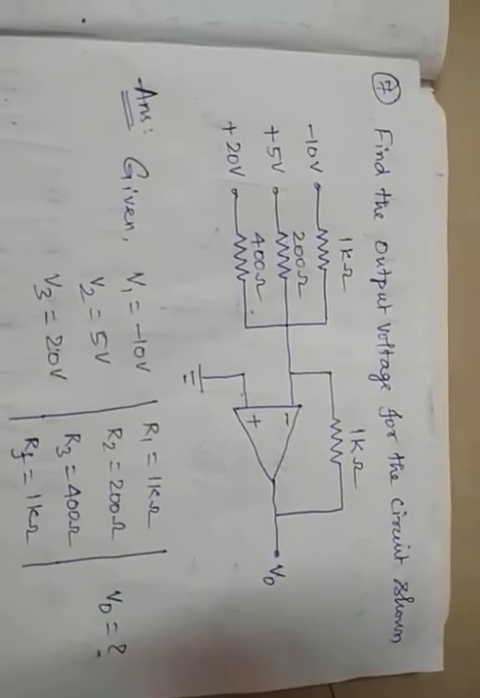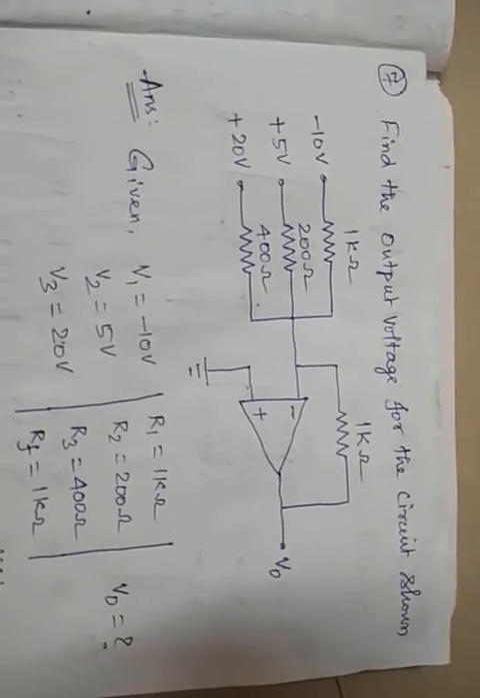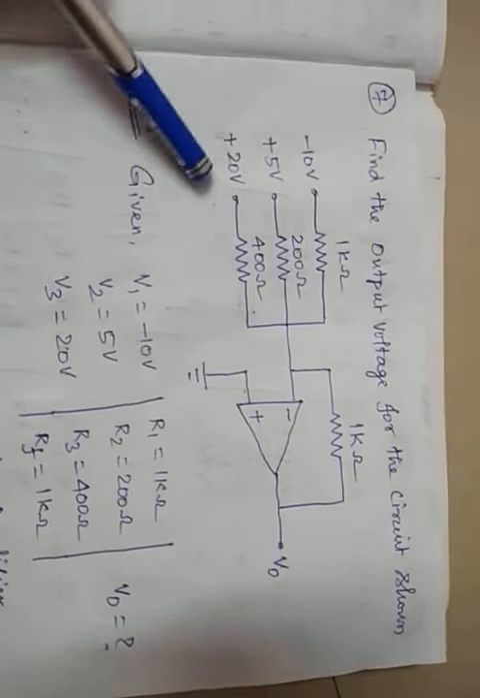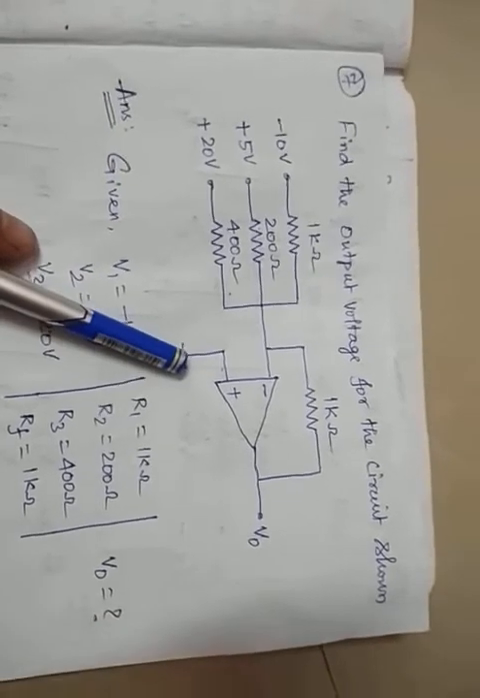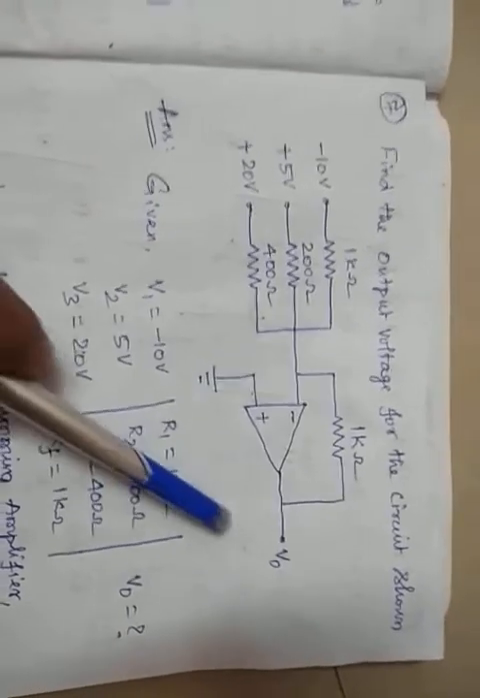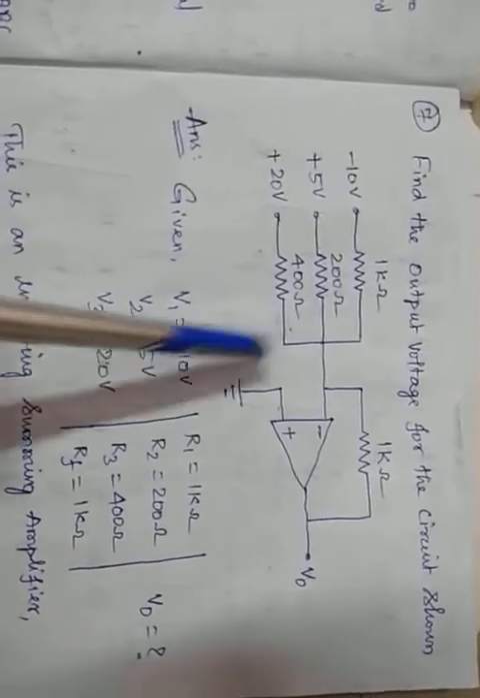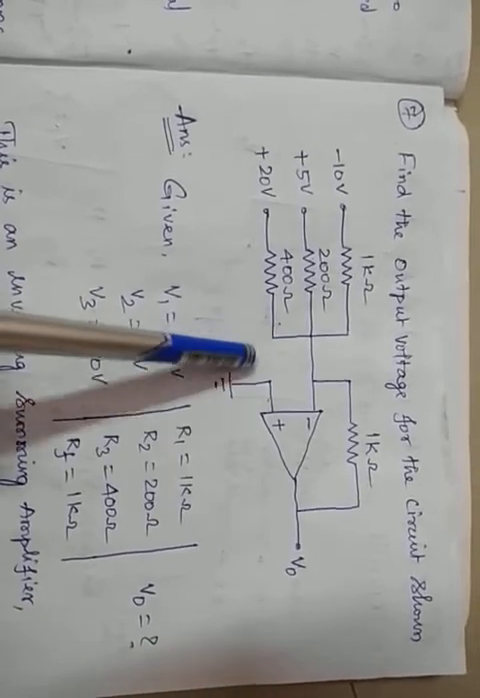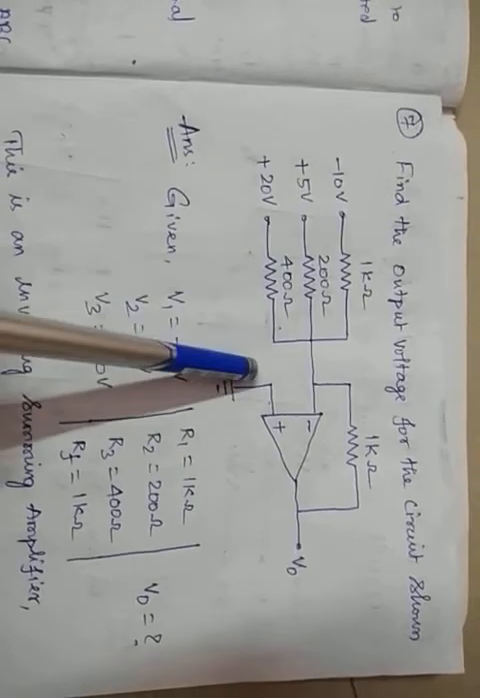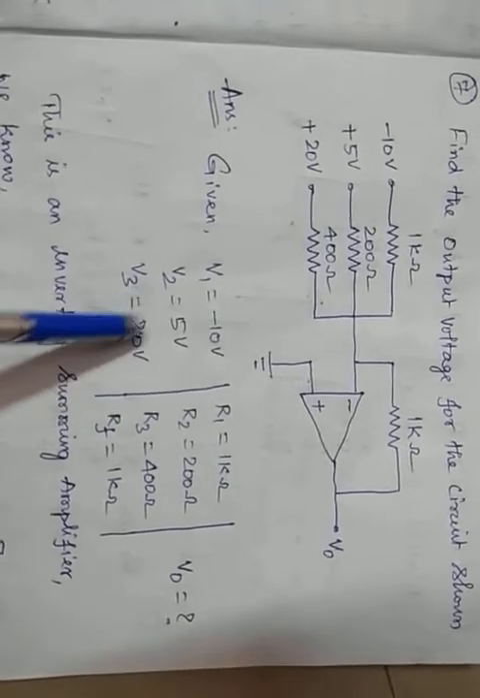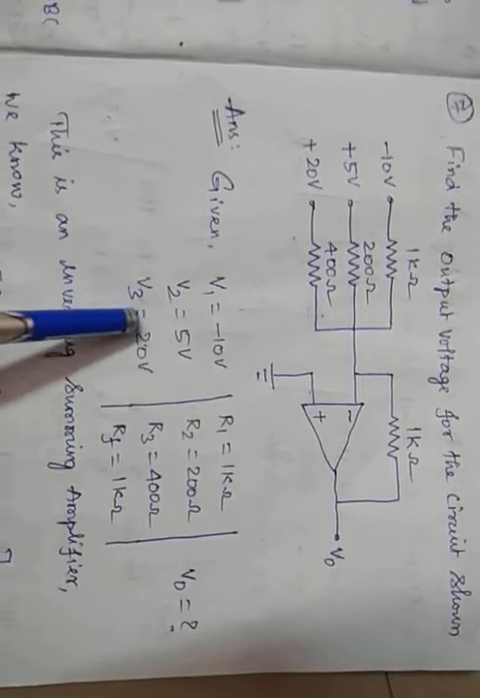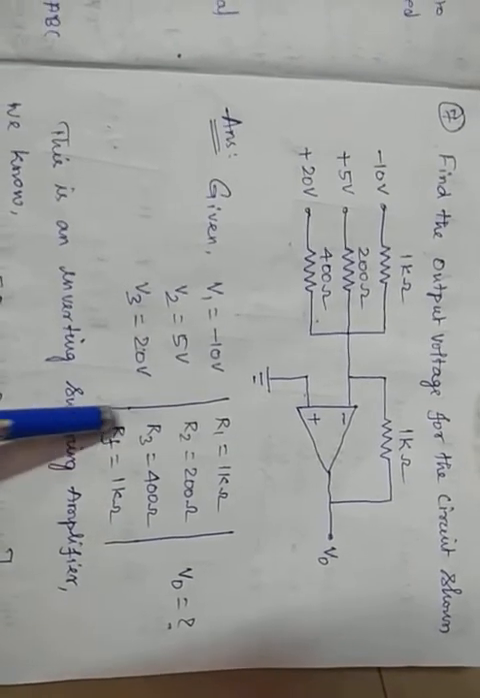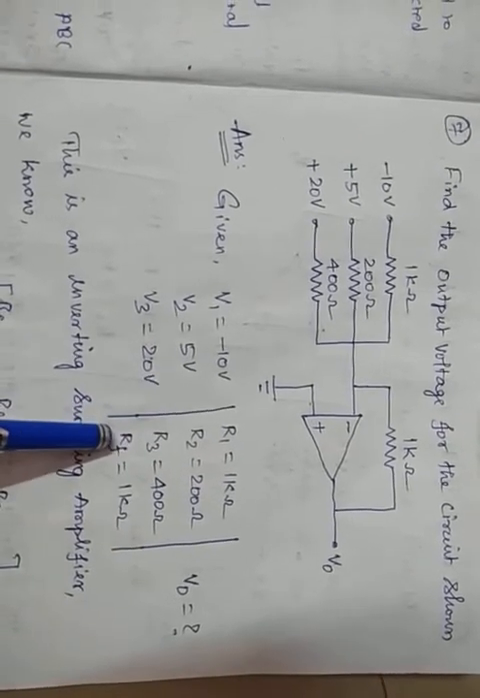So find the output voltage for the circuit shown. See, the circuit is given now. We need to calculate the output voltage, right? By seeing this circuit, we understand that this is an inverting summing amplifier circuit. See, these are the values given: V1, V2, V3, all the input voltages are given, and the resistor values are also given: R1, R2, R3, RF. We need to calculate the output voltage. So we'll see how to calculate.